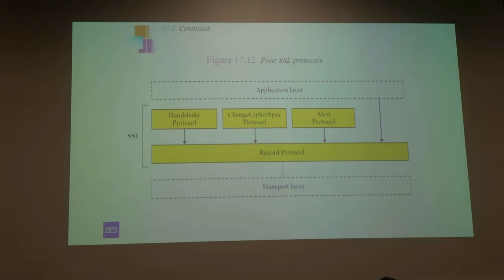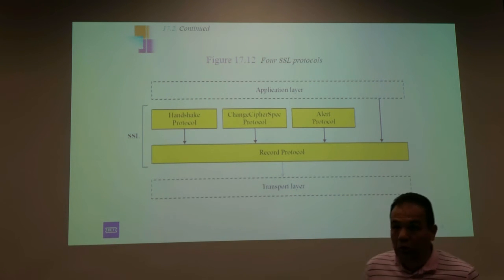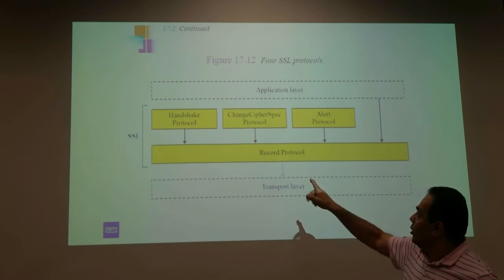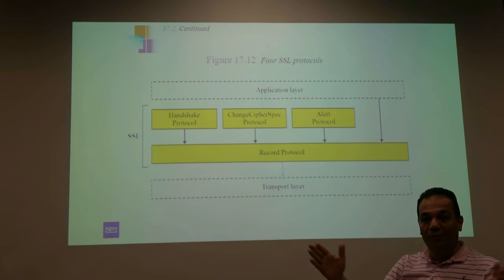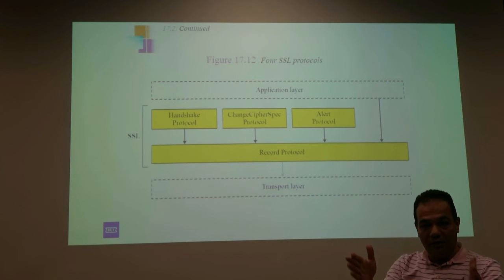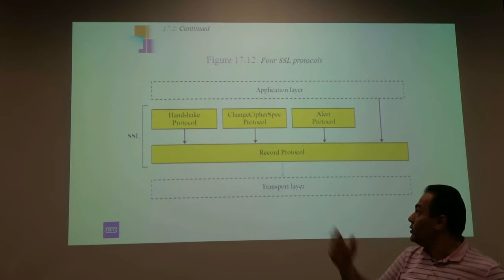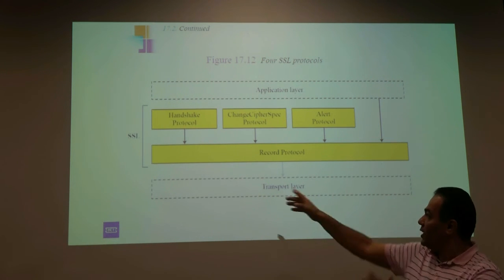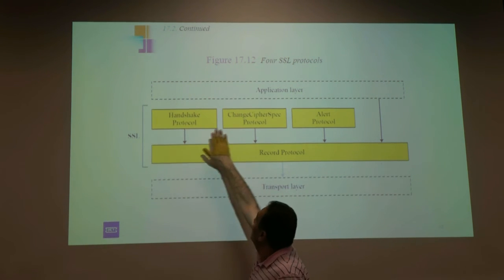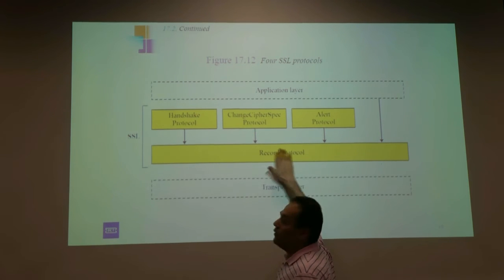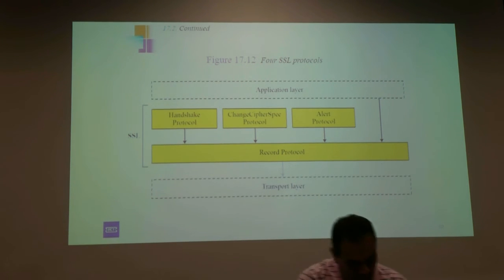So let's quickly take a look at the Handshake Protocol. We're going to look at the 4 protocols. These 4 protocols form one protocol, we call it SSL. Everything goes to the record protocol, but the whole thing is called SSL. So let's take a look at this first, then this, then this, then this. Good? Alright.